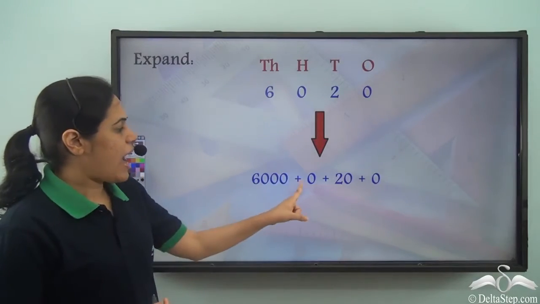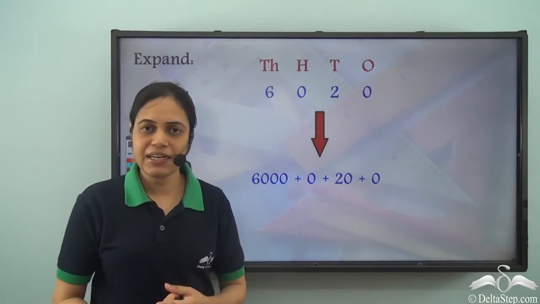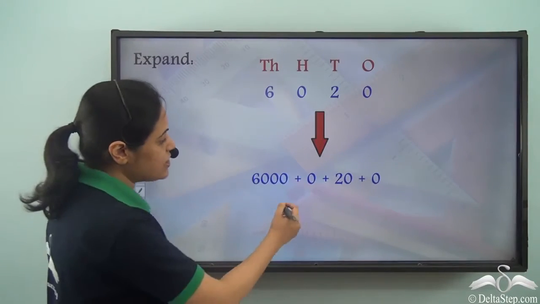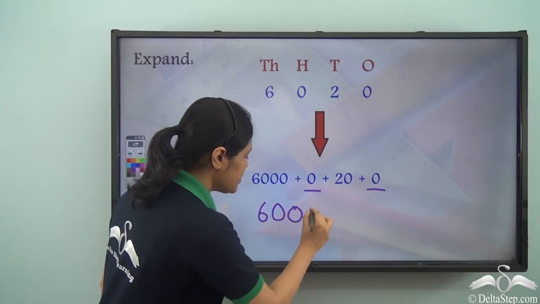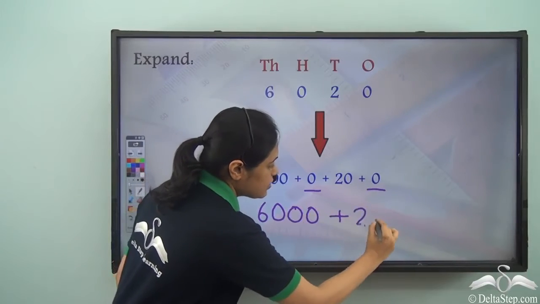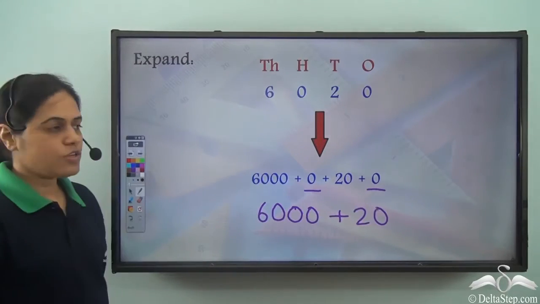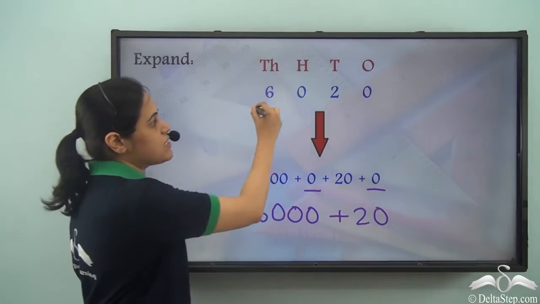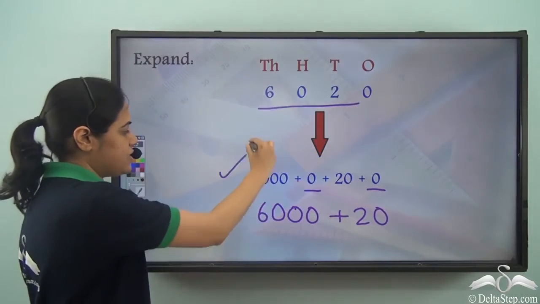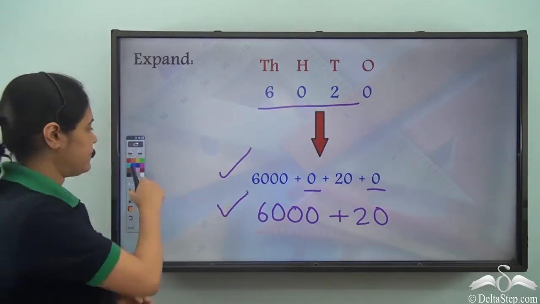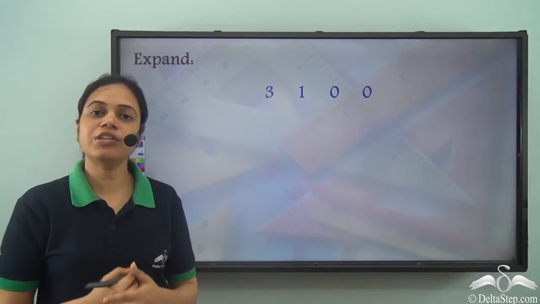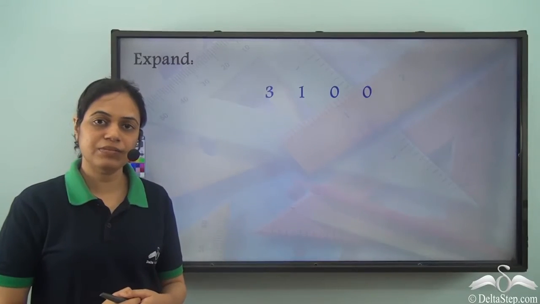So this is the expanded form of this number. And now adding 0 means adding nothing. So I can just remove these zeros and write this as 6000 plus 20. So the expanded form of this 4-digit number can be written as this or as this. Both are correct. Now can you tell me what is the expanded form of this number?